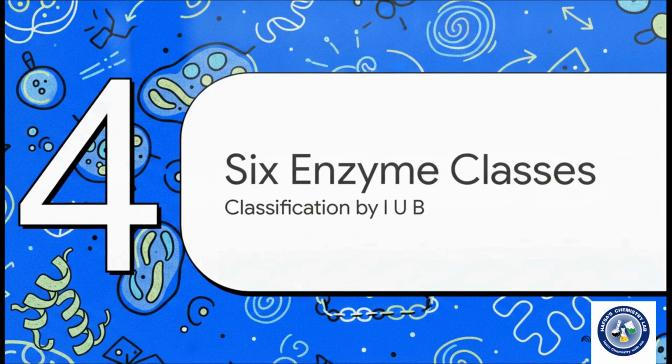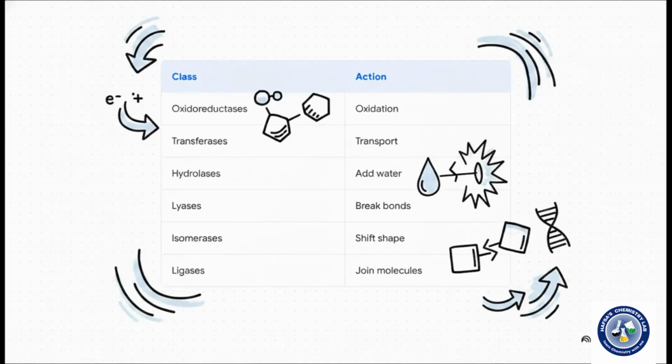Moving right along, let's hit section 4, the 6 enzyme classes. So, enzymes are very strictly categorized by the specific type of reaction they catalyze, thanks to the International Union of Biochemists. We can basically map out 6 functional classes. First, oxidoreductases, which handle oxidation and reduction. Then, transferases, and true to their name, they transport chemical groups between molecules.